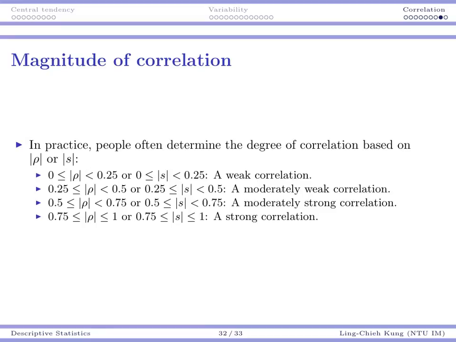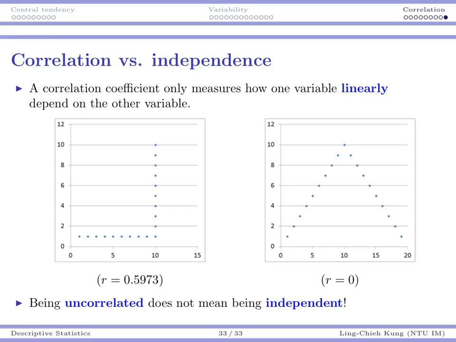Of course, these are just some typical rules. No one says that you need to follow this. It's just what people in practice typically apply. If you have a correlation coefficient of 0.254, you may also say you believe that's a weak correlation. No one will say you are wrong. The criteria here are just typical rules that you may take as a reference.